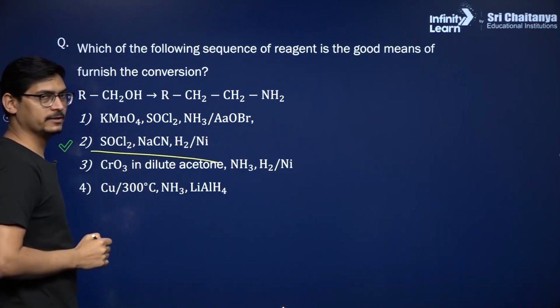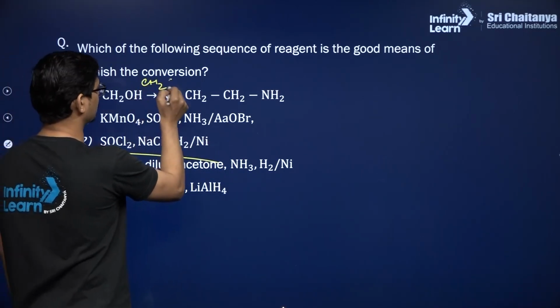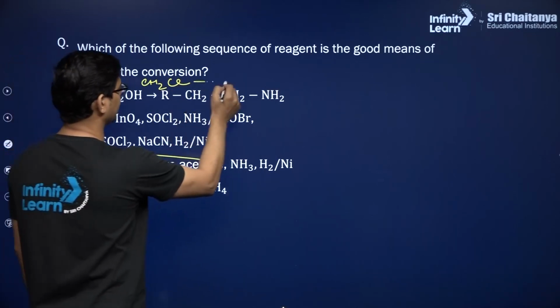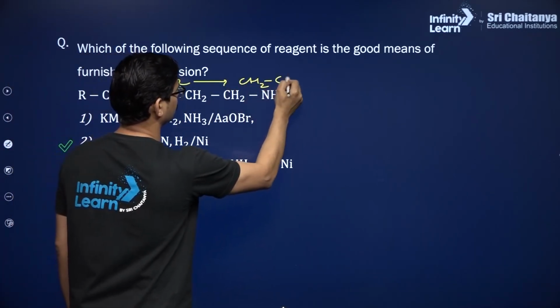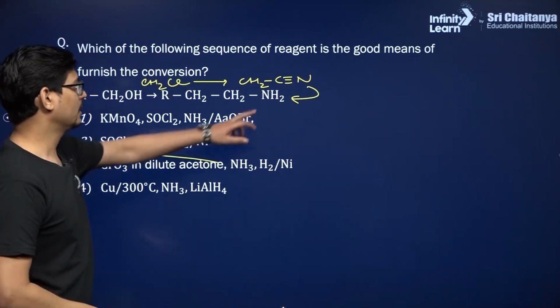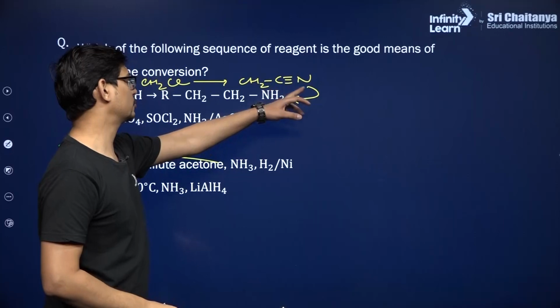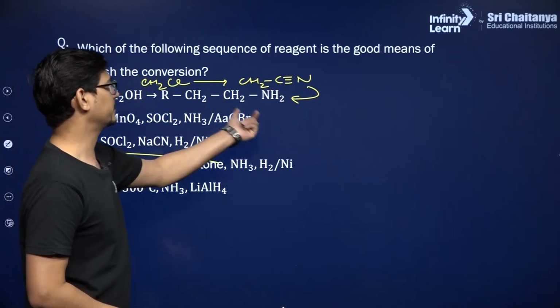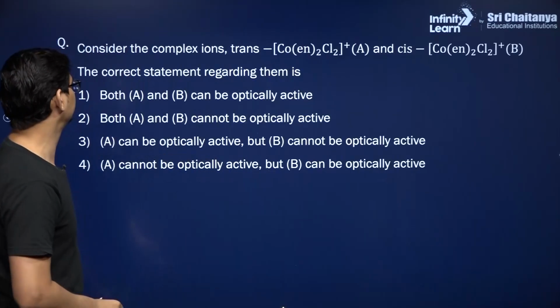So when you react it with thionyl chloride, it becomes CH2Cl. When you react it with NaCN, that becomes CH2CN. And when you reduce it with catalytic reduction, so pi bonds go away, you get CH2NH2. So you get R-CH2-CH2NH2. That is the correct set of choices.